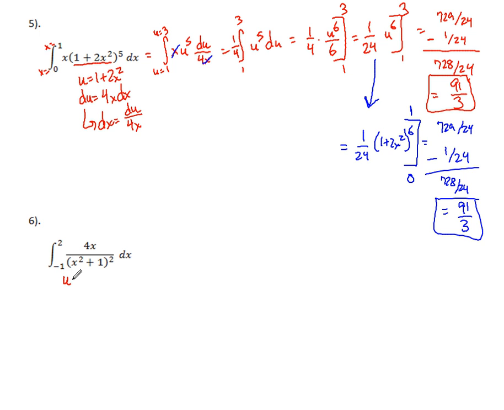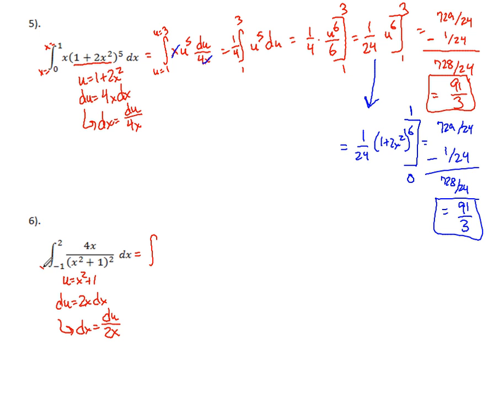So first, u is my inside, x squared plus 1, making du 2x dx, which makes dx equal to du over 2x. I need to try to simplify then. Again, I'll change my limits first.